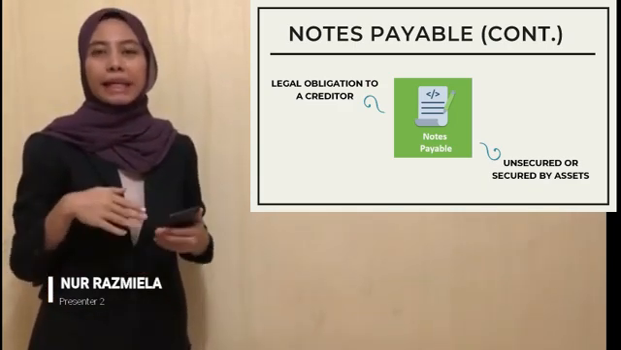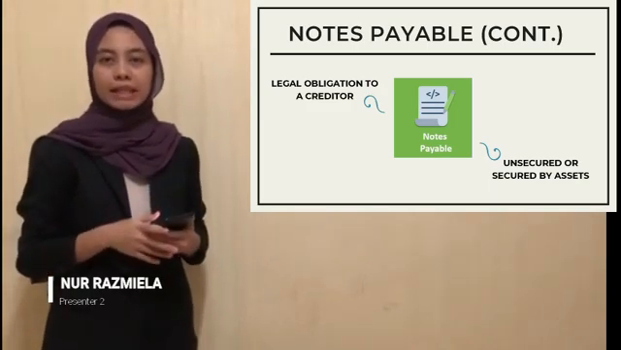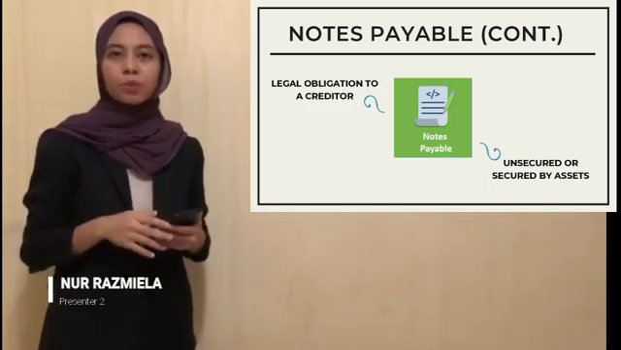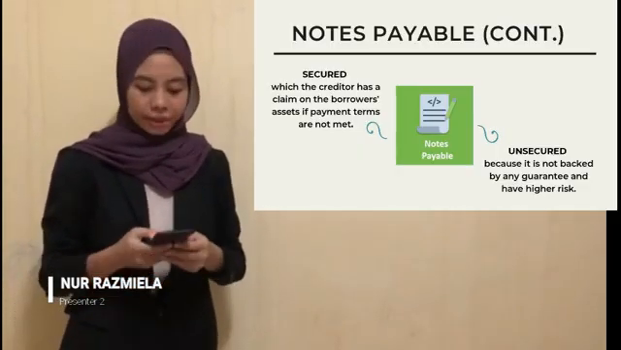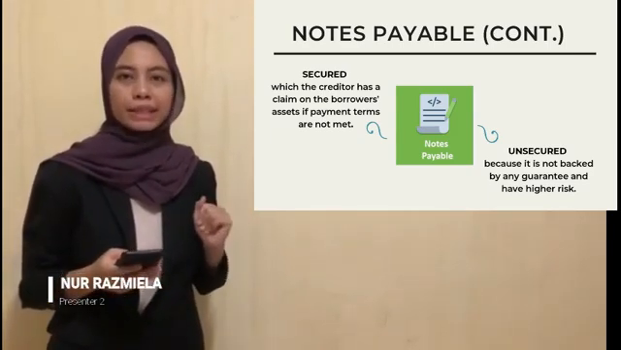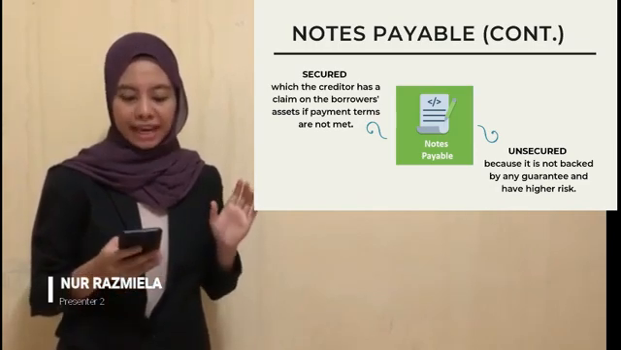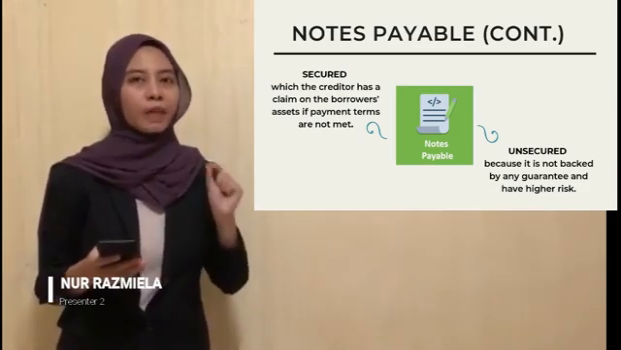So basically, in simple words, a note payable is a loan agreement between two entities, the borrower and the lender. The lender may require a restrictive contract as part of the note payable agreement. In this slide, some notes payable are secured, which means the creditor has a claim on the borrower's assets if the payment terms are not met. If it is secured, the timeline of repayment could be longer.